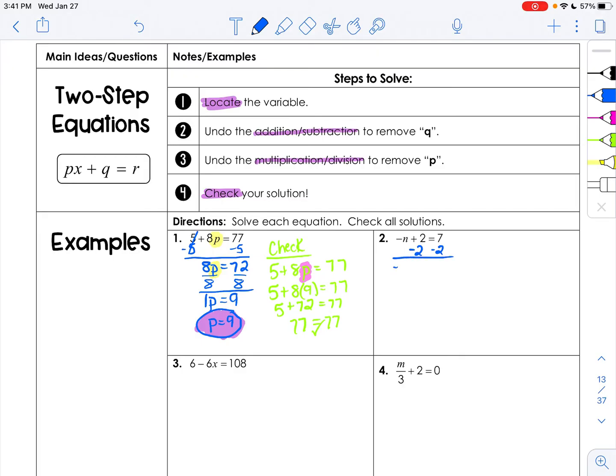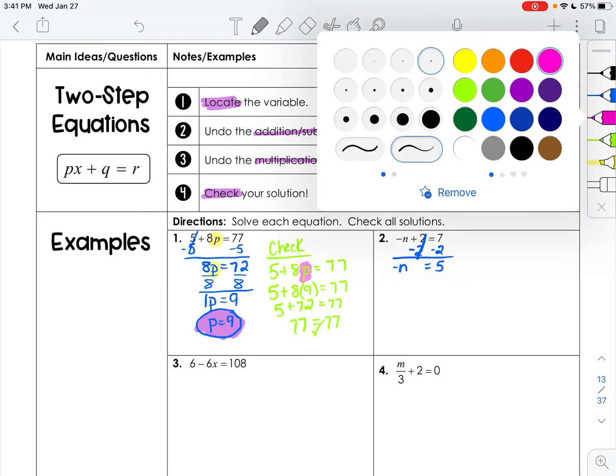And bring down your negative n. 2 minus 2 is 0, so we just mark it out. Equals 7 minus 2 is 5. Now, a lot of times students are tempted to stop here because it looks like the n is isolated, but we have to get rid of everything, including that negative.